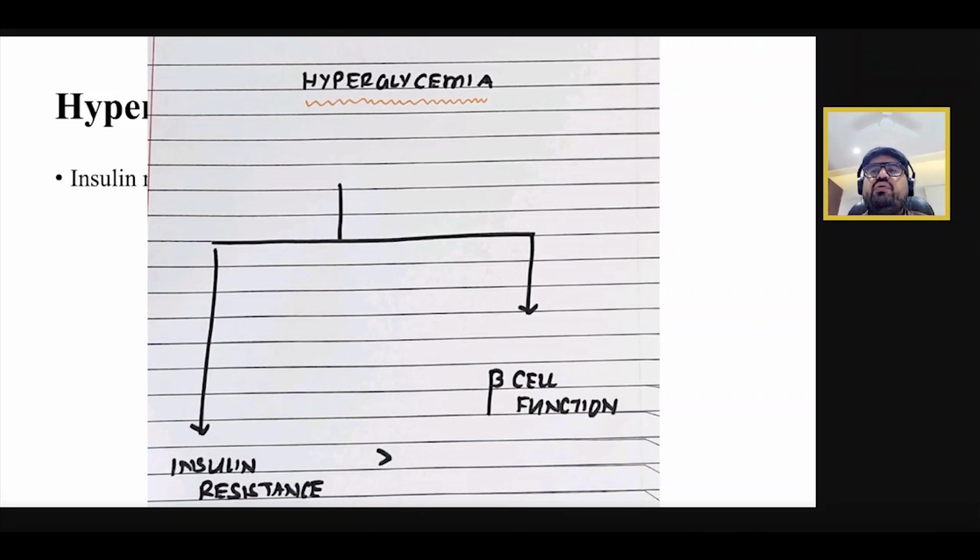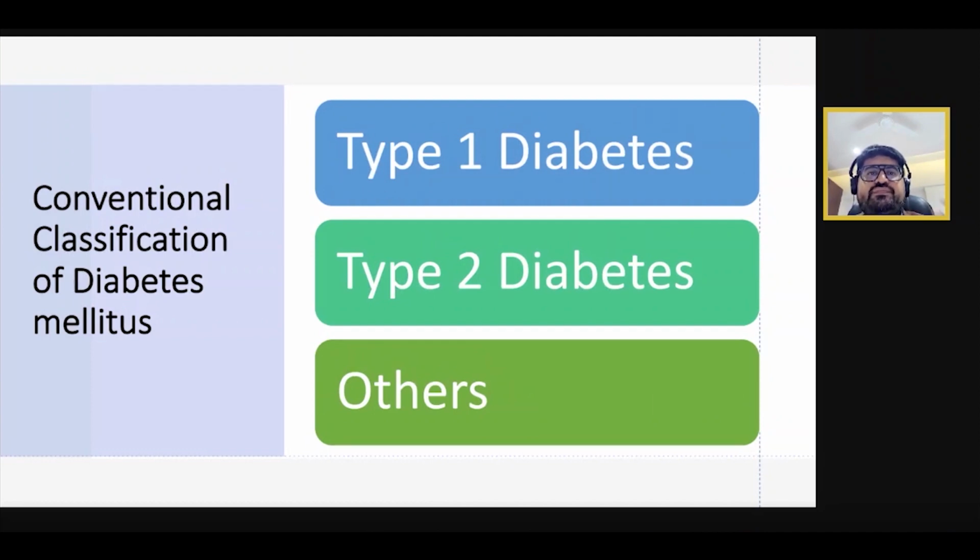So what I'm trying to tell you is that in any situation, either the insulin resistance is high and the beta cell function is normal, or the beta cell function is reduced and insulin resistance is normal, or it could be both: insulin resistance is high, beta cell function is low. So that's the basis of hyperglycemia, or increased blood sugar.